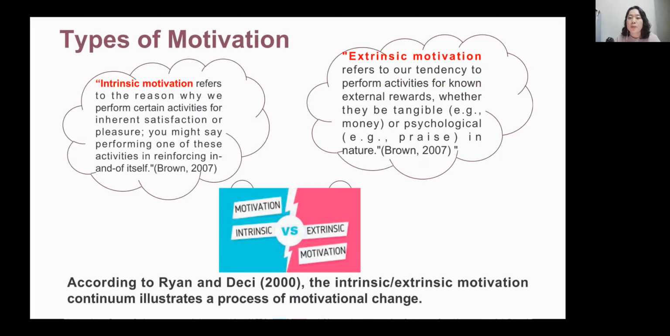Extrinsic motivation refers to our tendency to perform an activity for external rewards, whether they are tangible, for example, money, or psychological, for example, praise in nature.